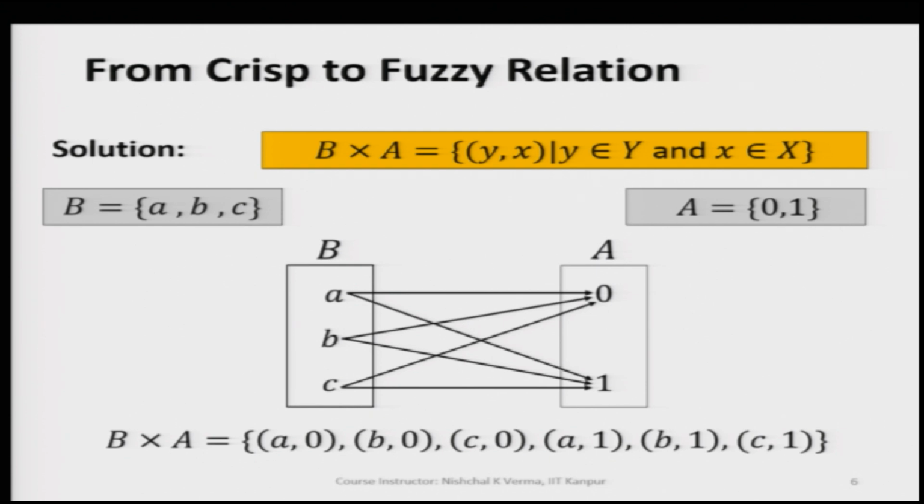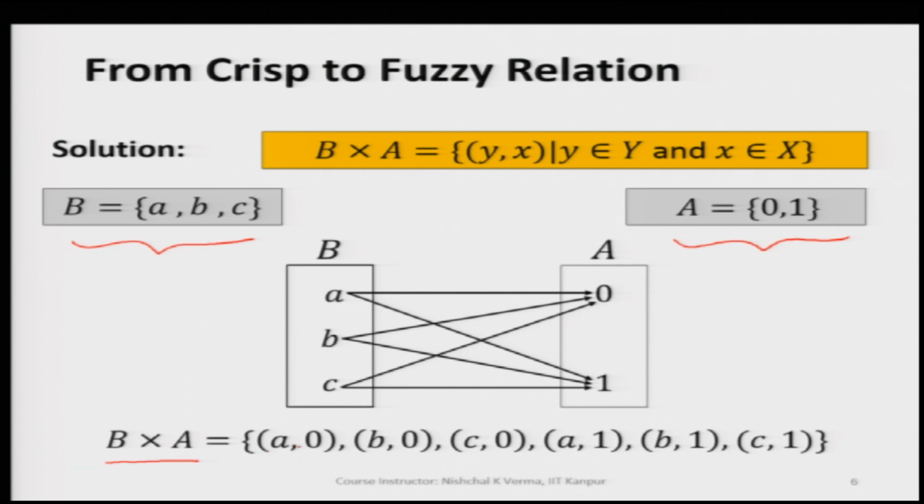Now, let us change the order and find B cross A. So, we write B first and then we write A. As we know, B has 3 elements A, B and C, and A has 2 elements. Let us now find the Cartesian product of crisp set B and crisp set A.